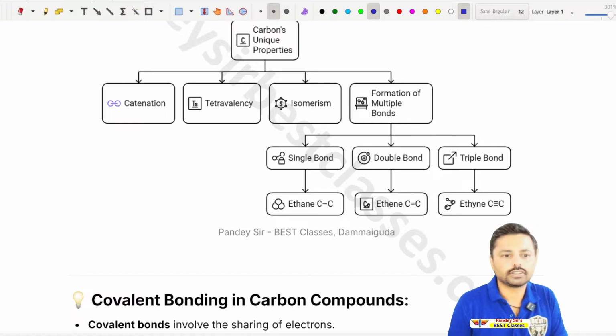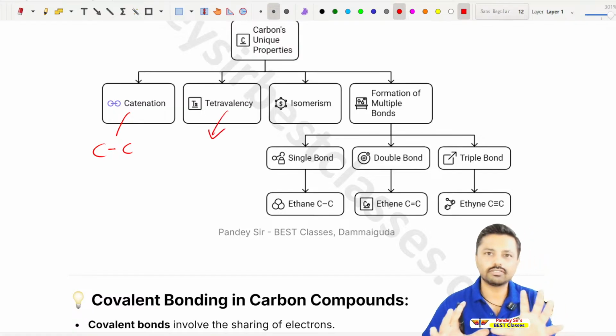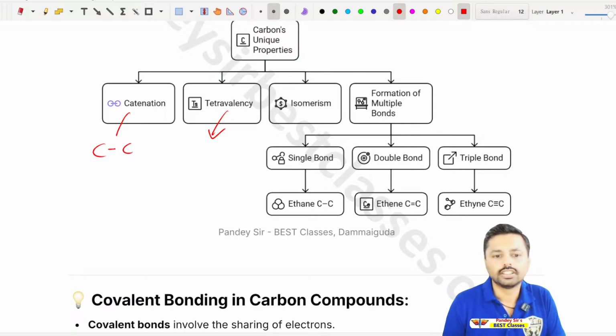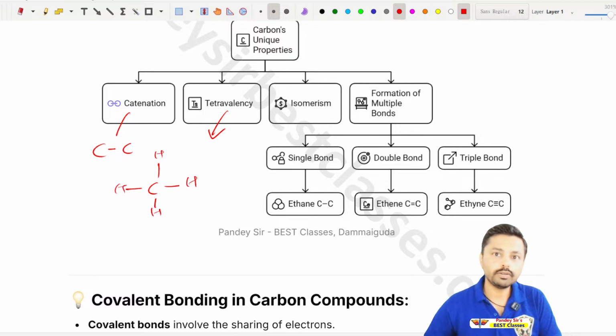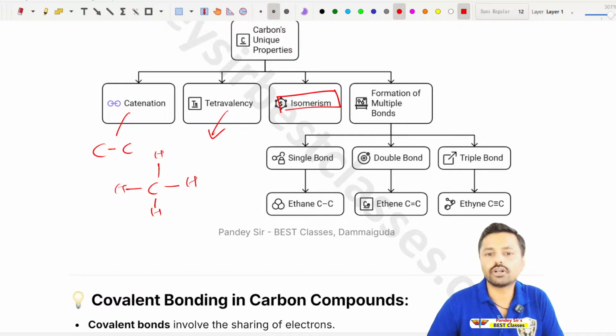Carbon's unique properties. Catenation, just now I said, what is catenation? It's the ability to form carbon bonds. Tetravalency, the term looks like something very technical, but it's very easy. It has 4 valencies, and tetra means 4 itself, like CH4. What is CH4? Do you remember biogas? Yeah, that's it. Isomerism, this is what confuses the students a lot.